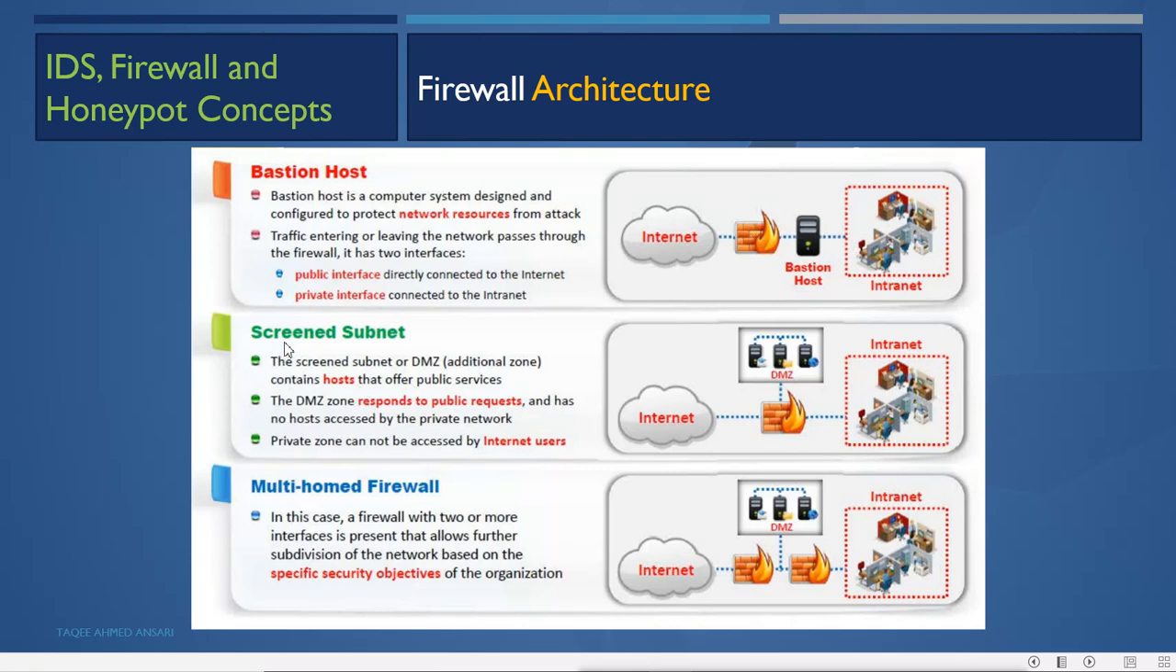Then we have the screened subnet. In this architecture, the screened subnet, or we can say DMZ, is an additional zone that contains hosts that offer public services. The DMZ responds to public requests and has no host accessed by the private network. The private zone cannot be accessed by internet users. Basically, in an organization we have mail servers, web servers, file servers and all that. Suppose the user wants to access those servers from the internet.